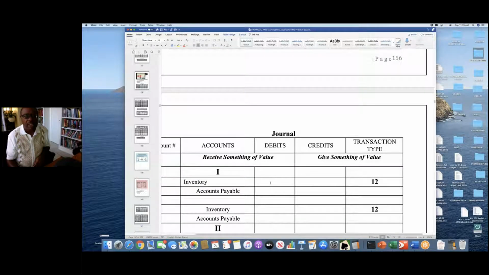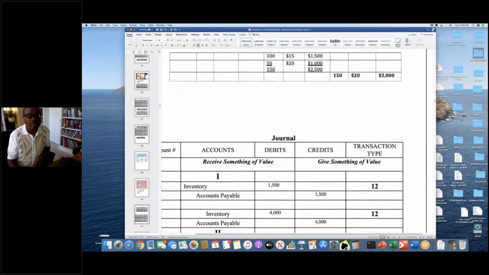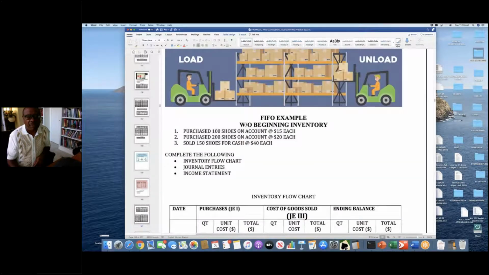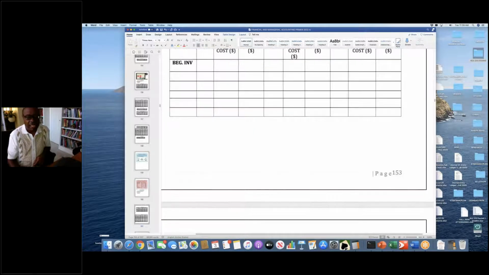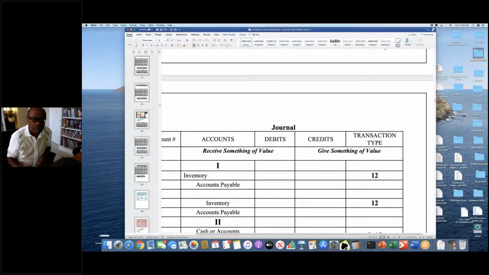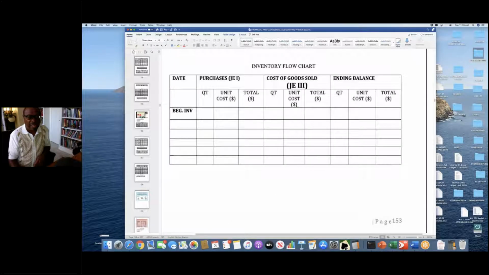I think I'm back at cost of... that's LIFO. Jumping all over the place today. Okay, so we're gonna make this journal entry, 1,500 and 1,500. Then we're gonna put this information in the inventory chart.